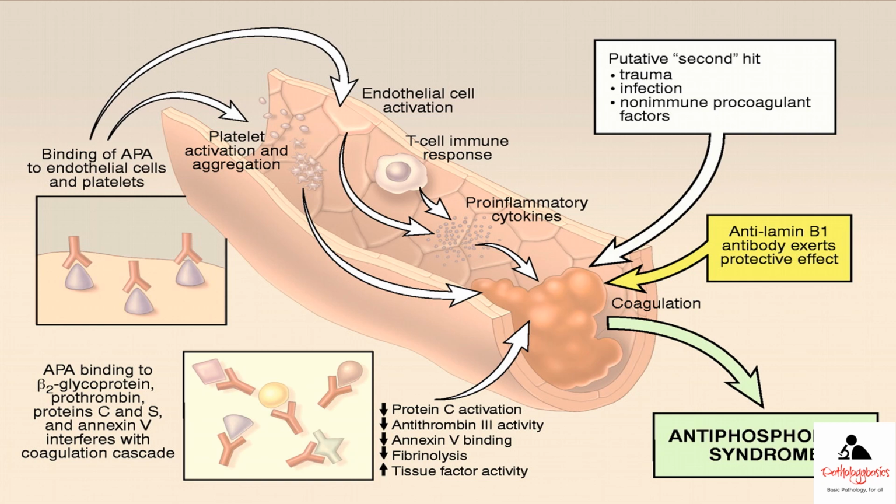So this is basically the explanation of the antiphospholipid antibody syndrome. The antiphospholipid antibody binds with beta-2 glycoprotein, interferes with coagulation, and causes platelet activation and aggregation. It causes endothelial cell activation, pro-inflammatory cytokines are released, and there is coagulation. Right? So it's kind of trying to explain how the syndrome happens in vivo.